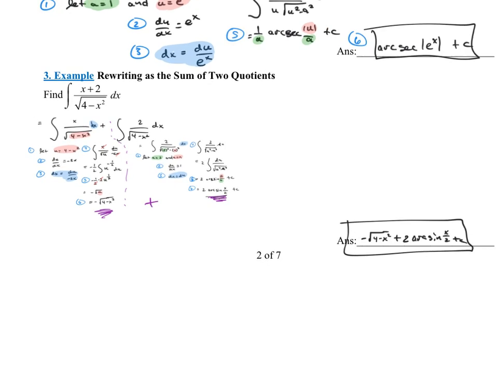So a lot of work on that problem. You had to separate it. You had to do 2 separate integrals. One of them involved a traditional U-substitution with the power rule. One of them involved our inverse trig identities.